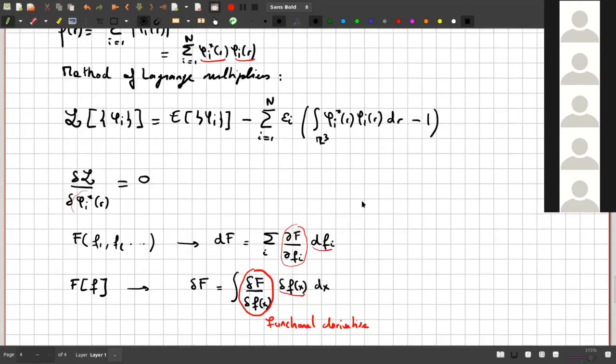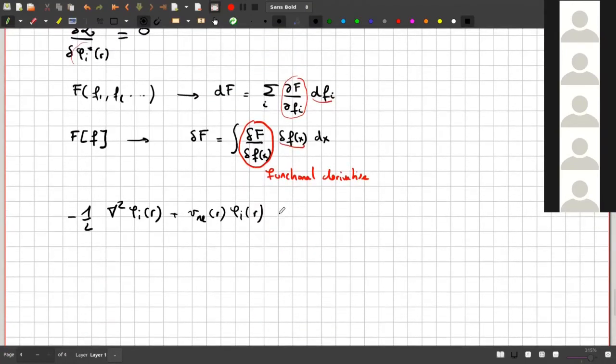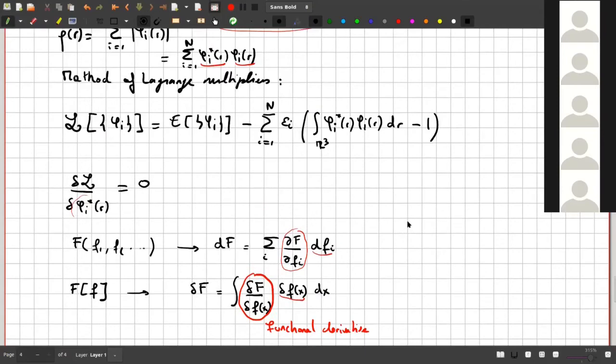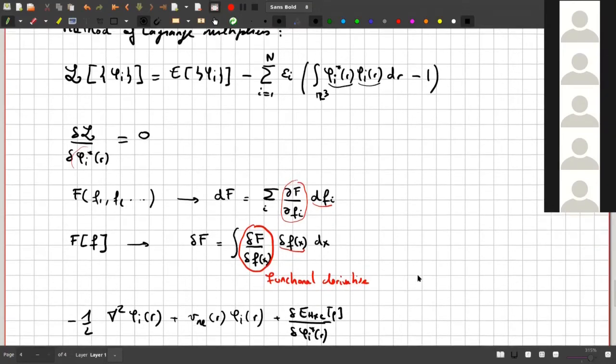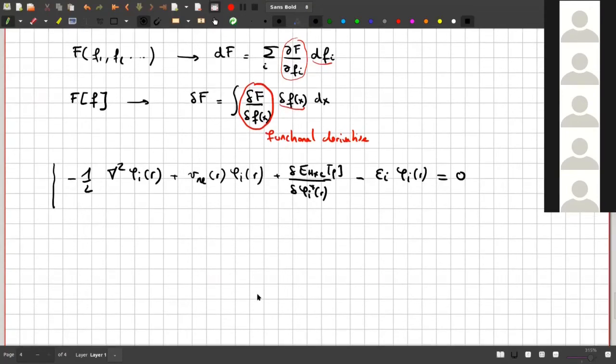And now I have the functional, which is more complicated, but I will simply write it for the moment as the derivative of this with respect to phi_i star. And I have the constraint here, but the constraint is easy. I take the derivative with respect to phi_i star. It remains simply phi_i of r with epsilon_i in front. So I have minus epsilon_i phi_i of r. And this must be equal to 0. So that's the stationary condition for the Kohn-Sham scheme.